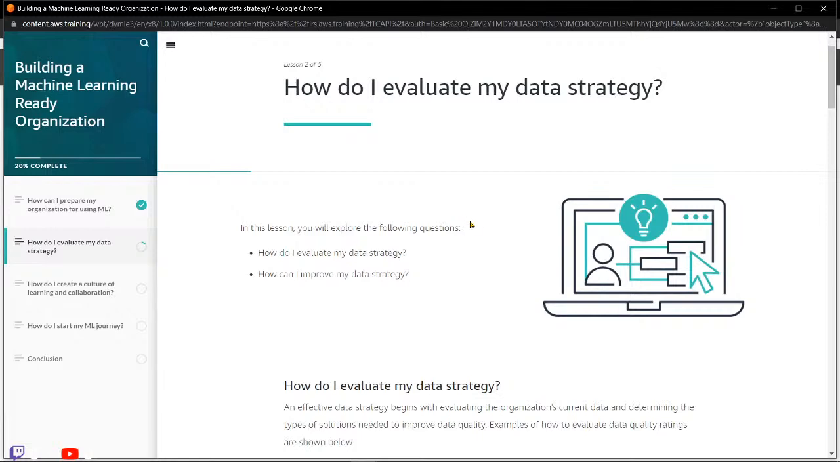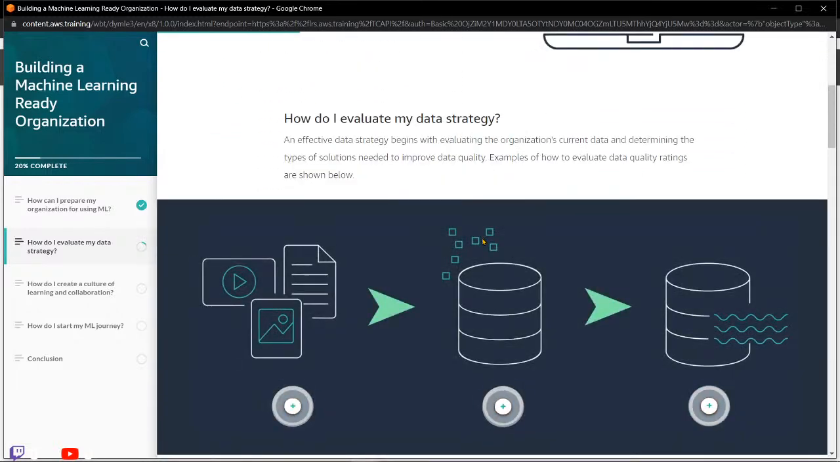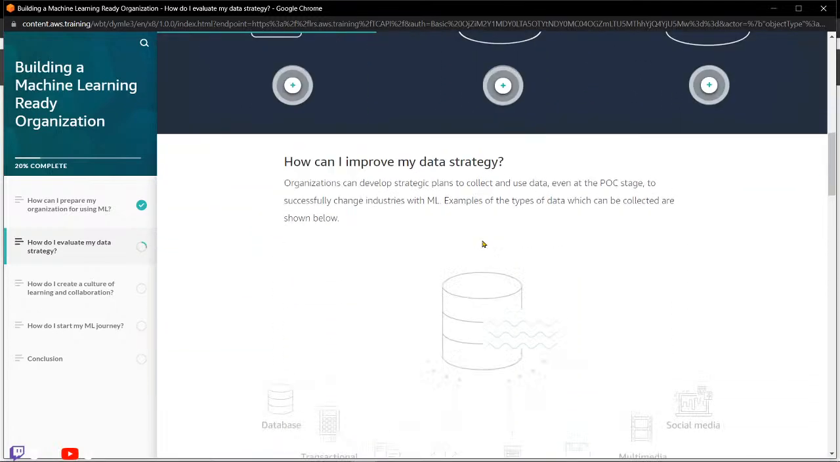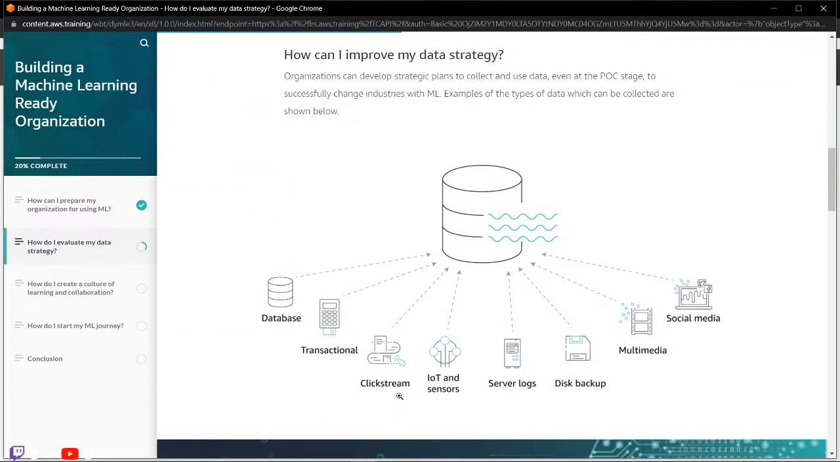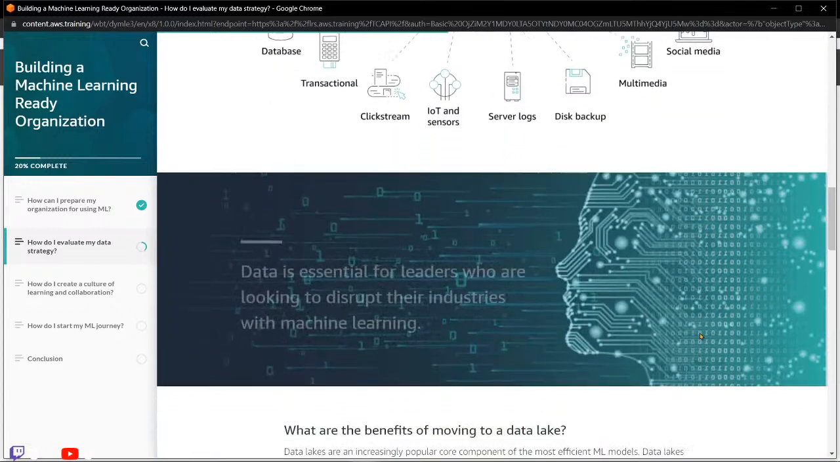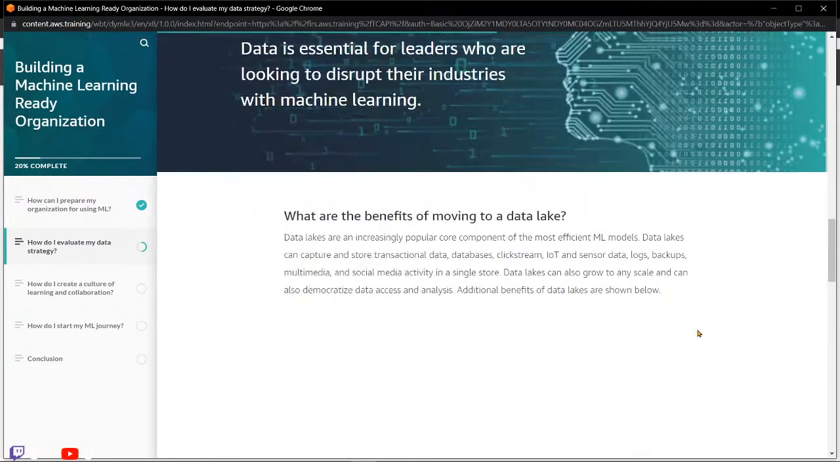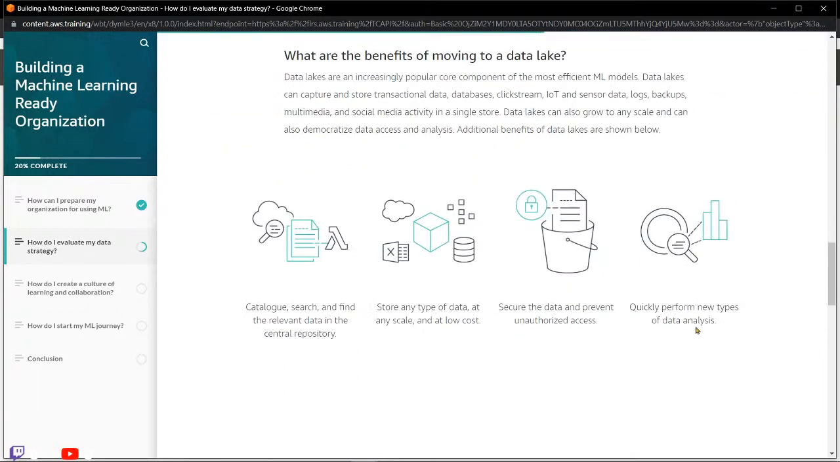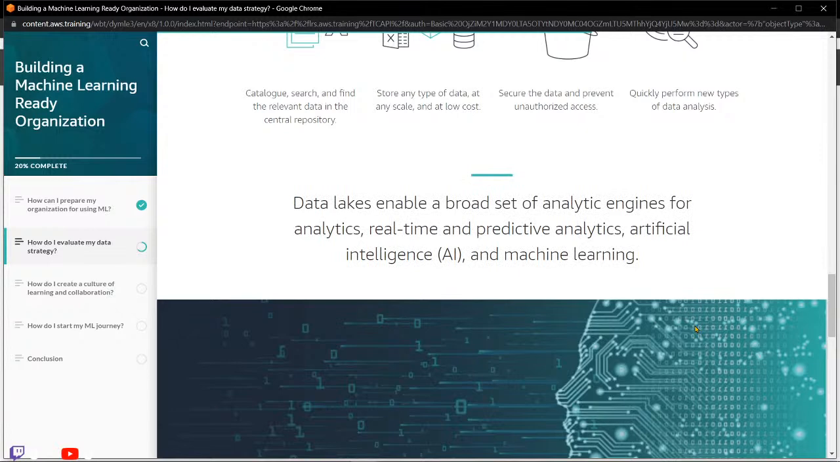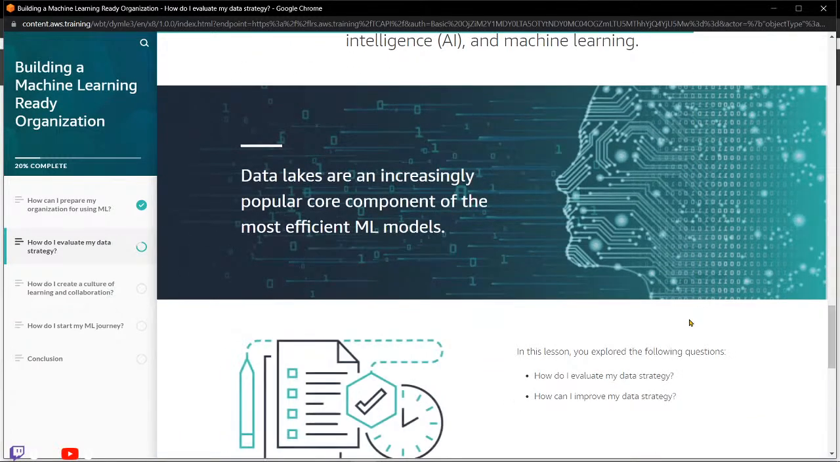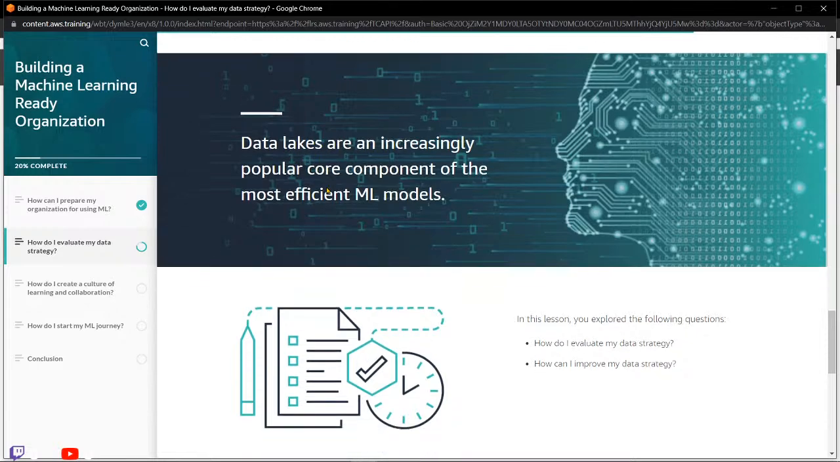How do I evaluate my data strategy? So you can evaluate like this. You can go through these slides. Database, transactions, clickstream, IoT and sensors, server logs, backup, multimedia, social media. Data is essential for leaders who are looking to disrupt their industries with machine learning. Data lakes are an increasingly popular core component of the most efficient ML models.